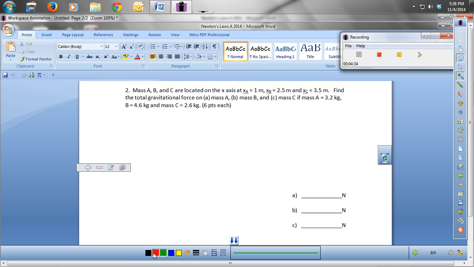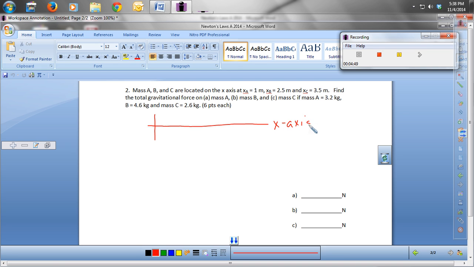Question 2. The biggest problem for a lot of people was that they could not figure out how in the world to use these distances. So here's your x-axis. So mass A is located at 1 meter from the origin out, and it is 3.2 kilograms, and that distance from here to here is 1 meter. B is located at 2.5, and it has a mass of 4.6 kilograms.